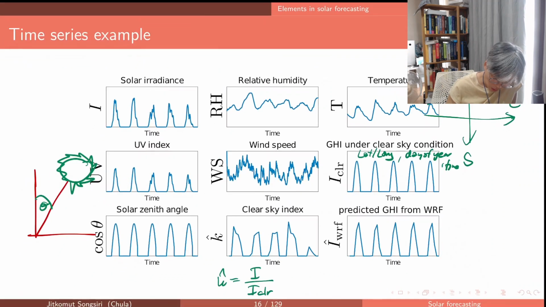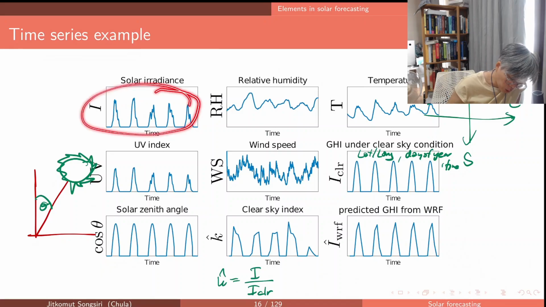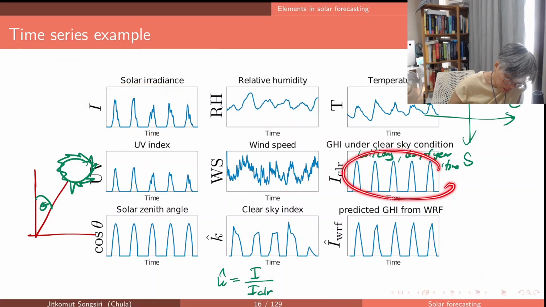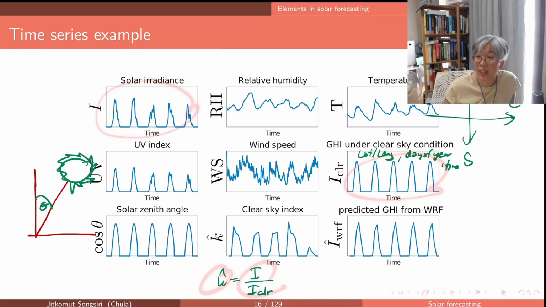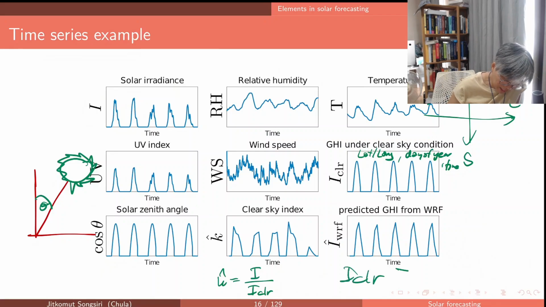Compare solar irradiance, the actual value, with the clear sky one, right? If you compute the ratio of this to this, that gives you the clear sky index. And typically you would think that, can you guess the range of K? Because typically the clear sky would be higher than the actual irradiance.